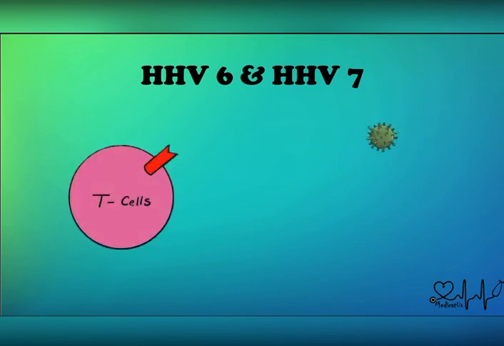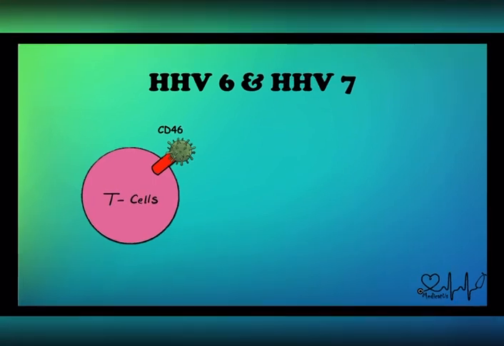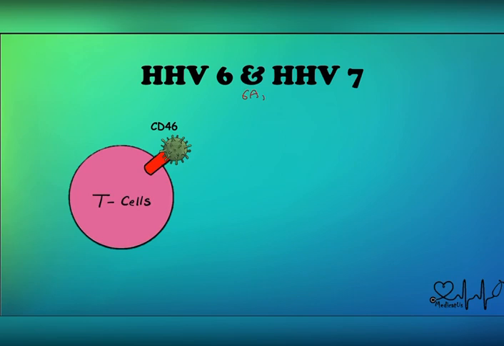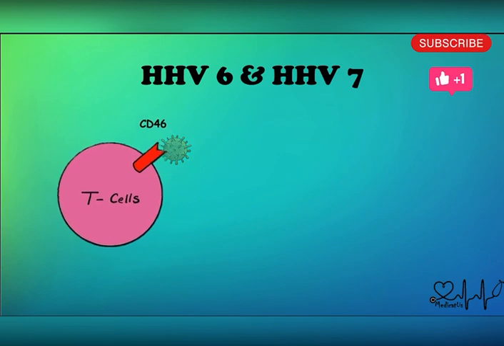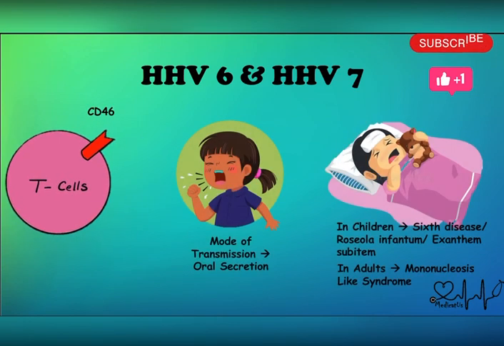Now, they bind to T cells via the CD46 receptor, and they have two variants, 6A and 6B, and they are transmitted through oral secretion. In children, it causes the sixth disease, also called roseola infantum or exanthem subitum, whereas in adults it causes a mononucleosis-like syndrome. It is not the infectious mononucleosis we studied in Epstein-Barr virus. It is a mononucleosis-like syndrome.